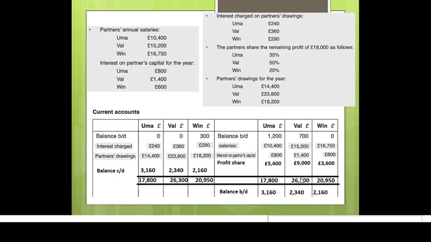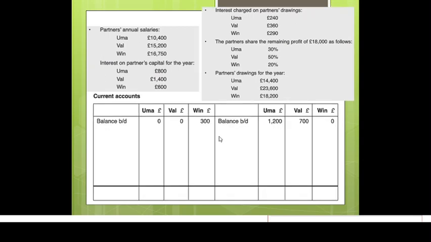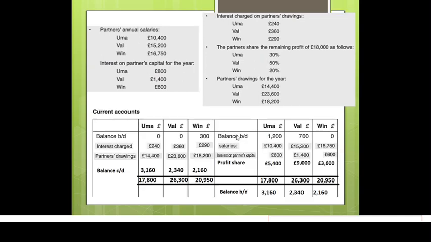Okay, so just going to go through this again. We have a current account question. Balance brought down is given to us. We need to use the information above and put that into the current account. So we have salaries is an increase, interest on capital is an increase, interest on drawings is a decrease. It's a charge to partner, so it reduces the balance. You have the profit share, which is on the credit side because it's a benefit. It is an increase, and that is where I made the error. I accidentally put it onto the debit side, so please correct that.